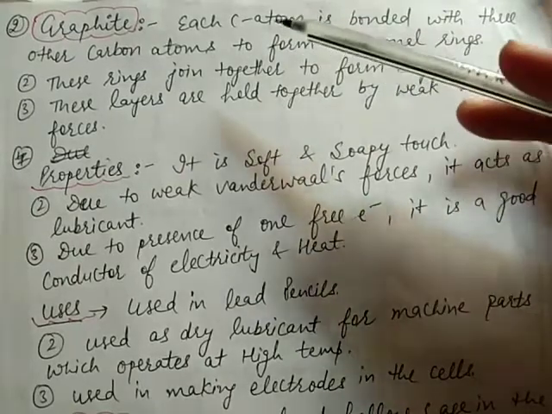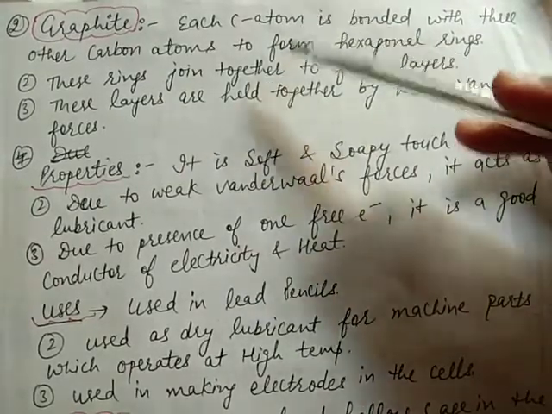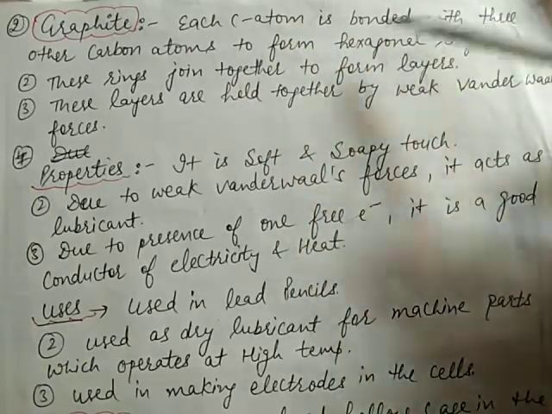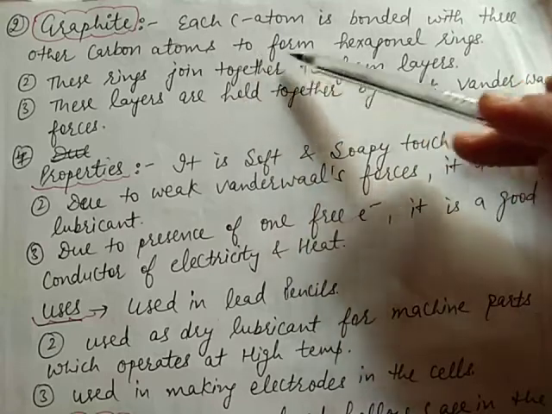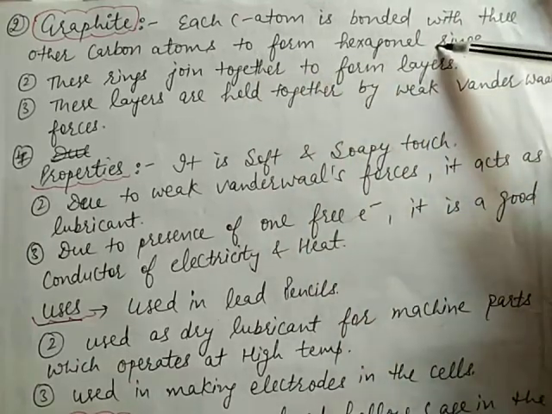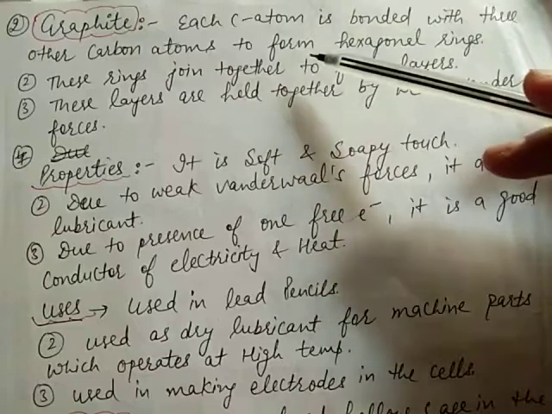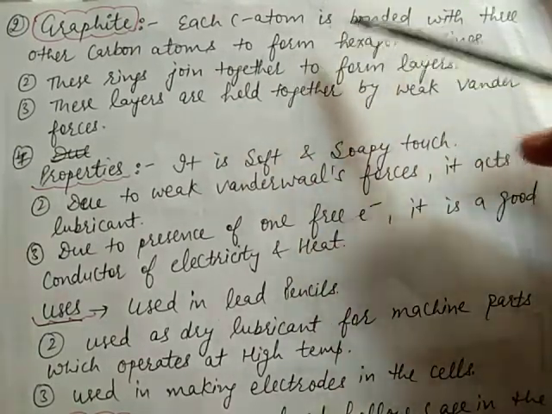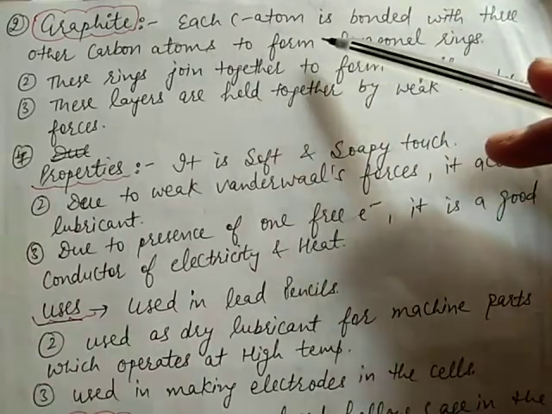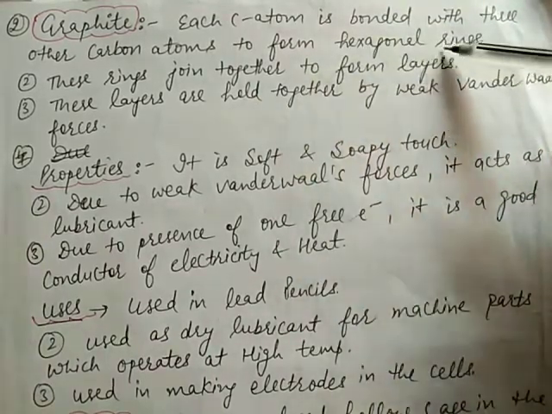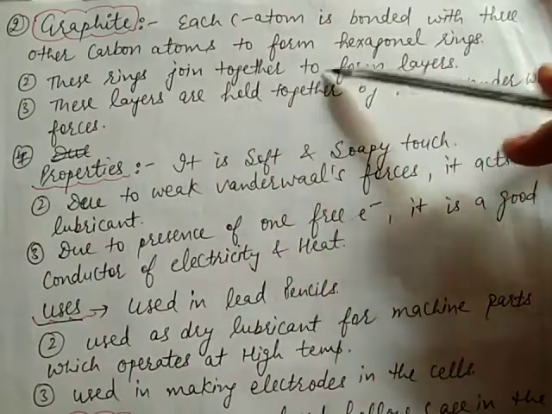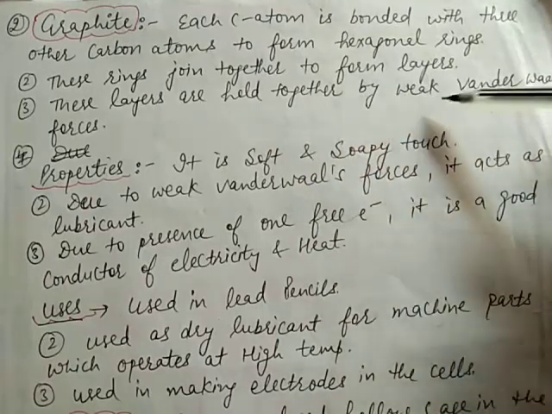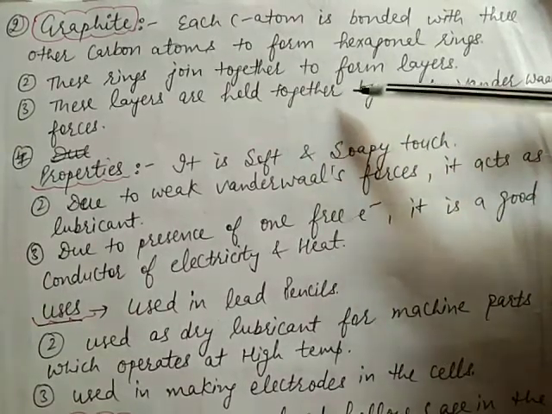Now in the structure of graphite, each carbon atom is bonded with 3 other carbon atoms to form hexagonal rings. But in diamond, one carbon is linked with 4 other carbon atoms. But in graphite, one carbon atom is bonded with 3 other carbon atoms to form hexagonal rings. These rings join together to form layers, and these layers are held together by weak van der Waals forces of attraction.